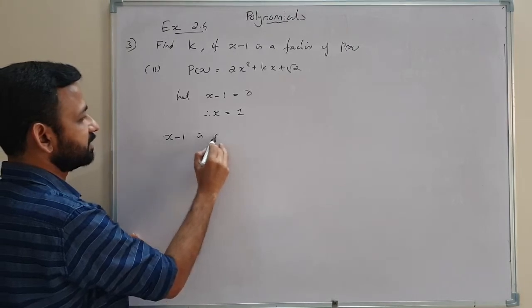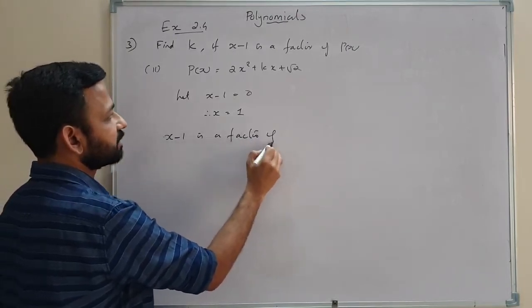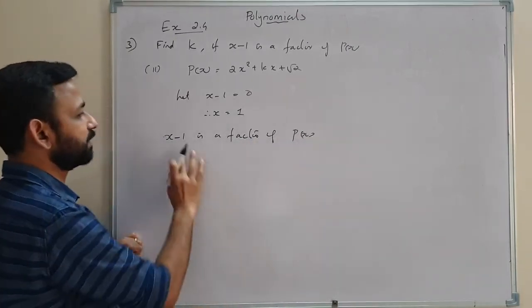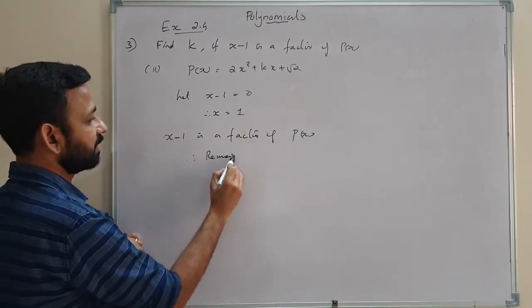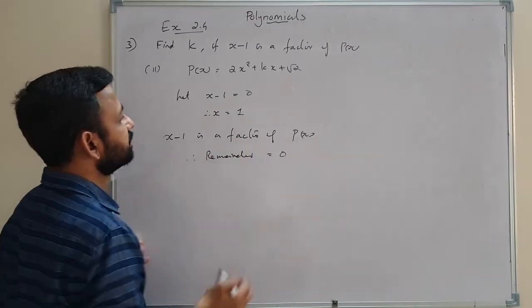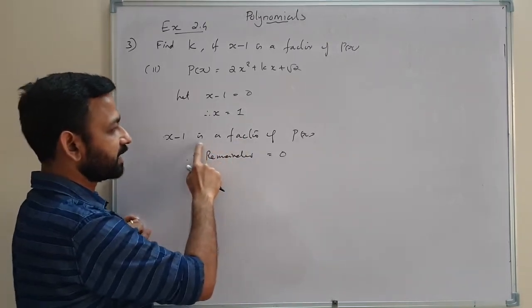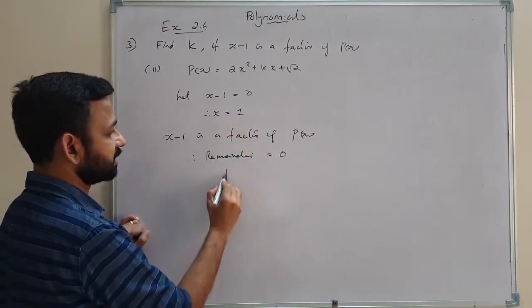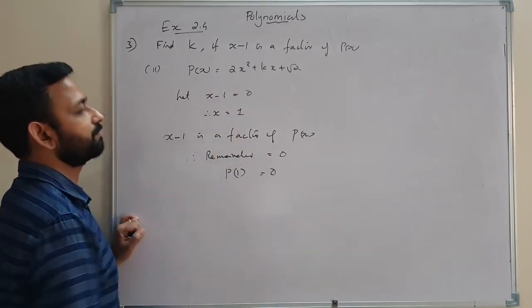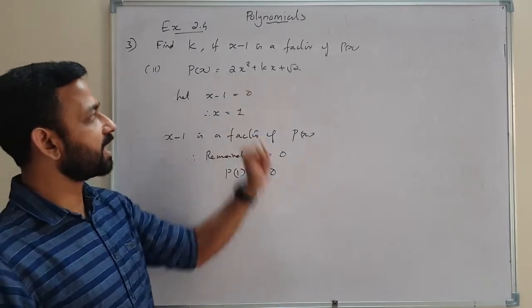X minus 1 is a factor of p(x), that is given. Therefore, the remainder is equal to 0. If x minus 1 is a factor of p(x), then the remainder, that is p of 1, equals 0. From here we can find the value of k.